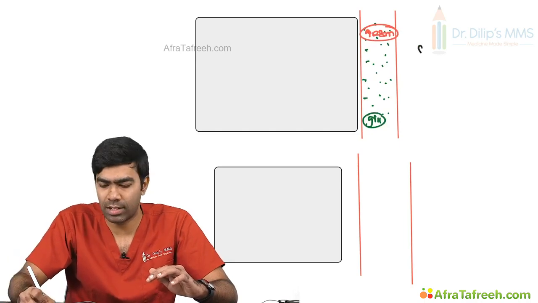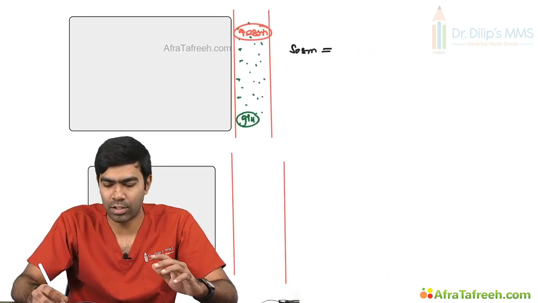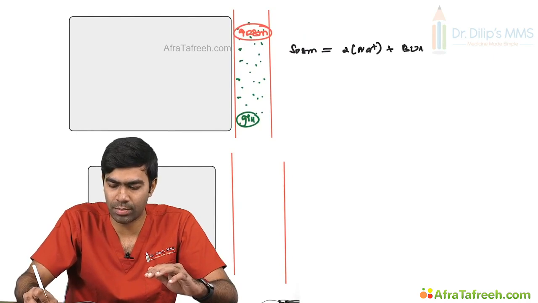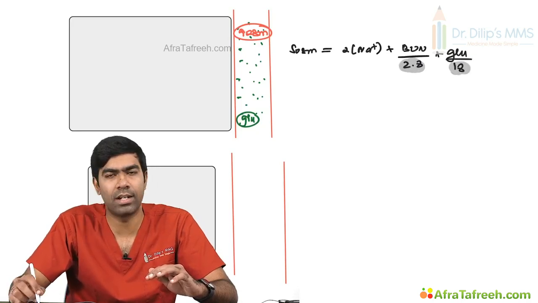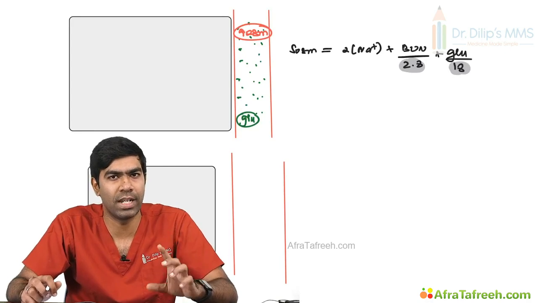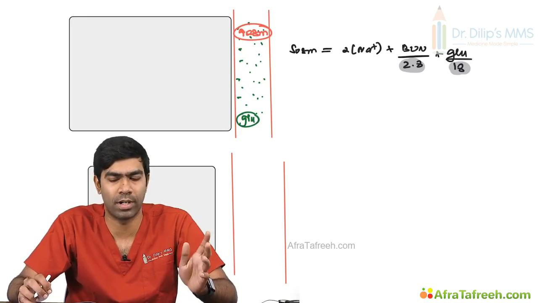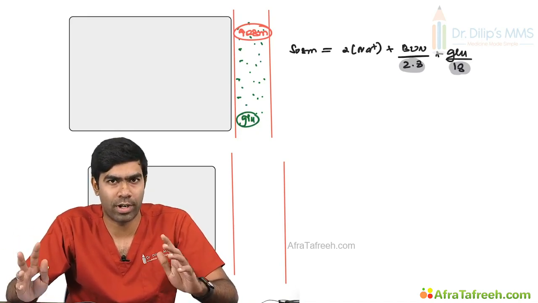We know that the serum osmolality is actually a measurement based on this formula: 2 times the serum sodium plus blood urea nitrogen by 2.8 plus glucose by 18. Why are we giving the conversion factors? Because Indian standards use milligrams per deciliter. But in UK and European standards, where blood urea nitrogen and glucose are given in millimoles per liter, you do not need conversion factors like 2.8 or 18.